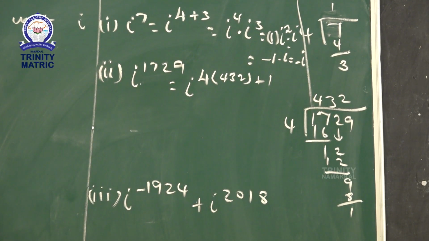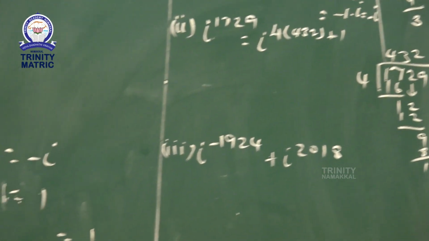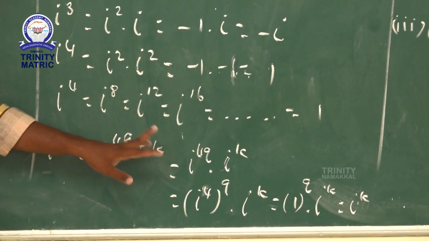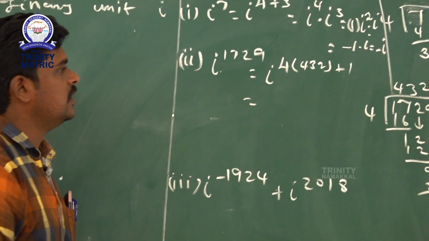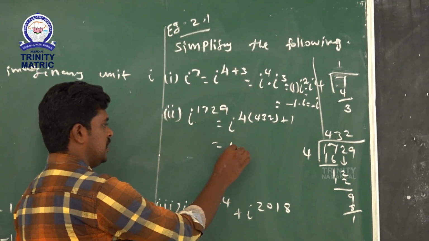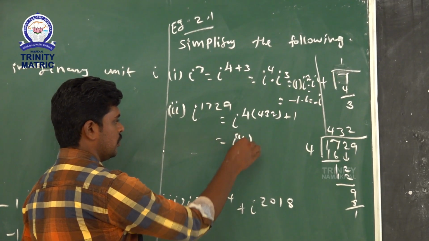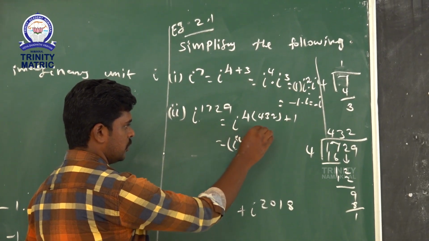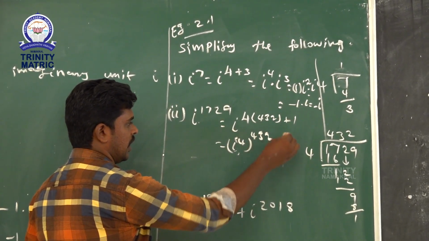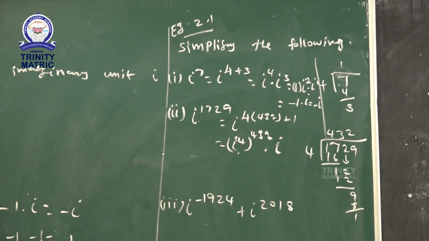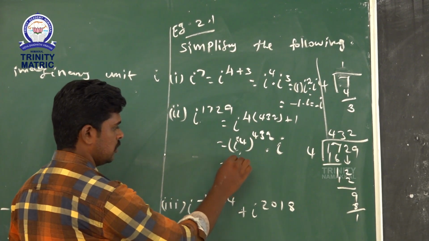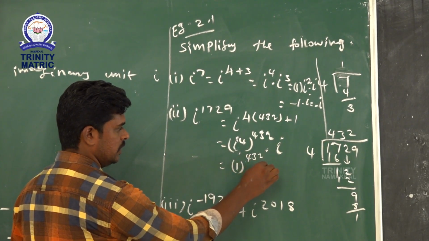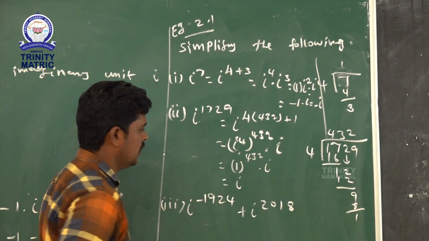This can be changed in this type of way: i power n equal to i power 4q plus k. So next step, i power 4 into 432 can be changed to i power 4 power 432 into i. Here i power 4 value is 1. So 1 power 432 into i is equal to i.